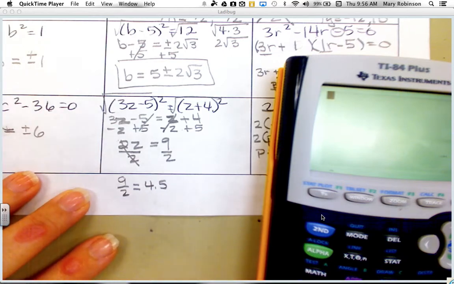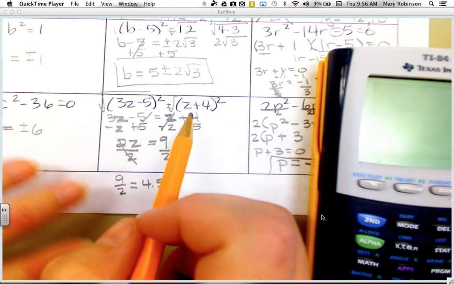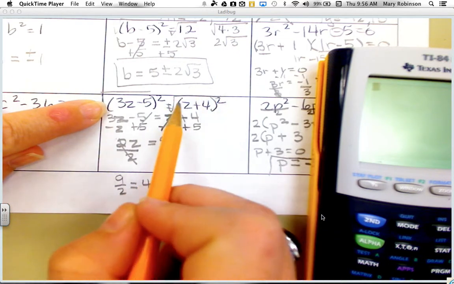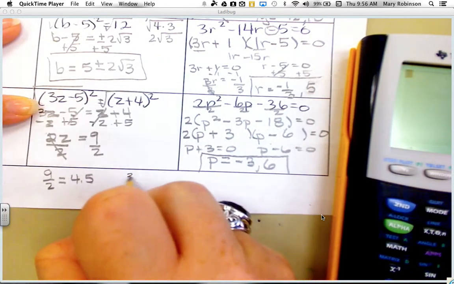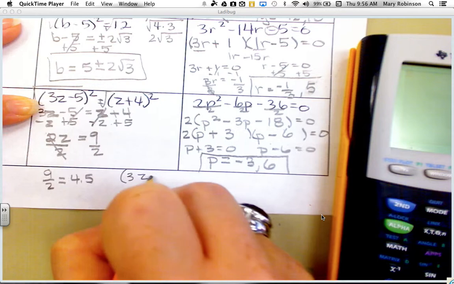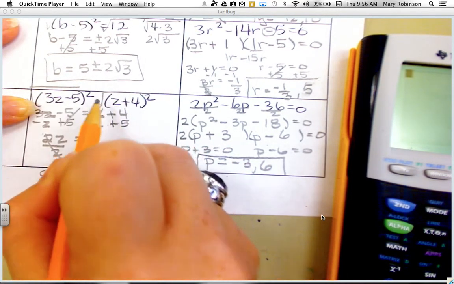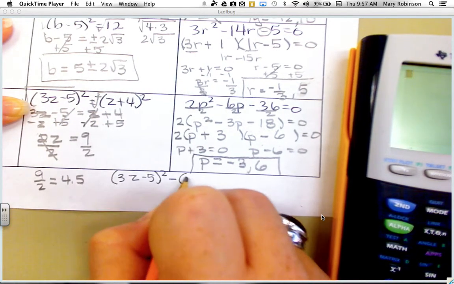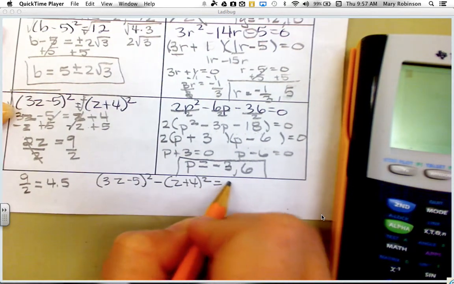So let's talk about setting this equal to 0. In order to set this equation equal to 0 from the start, I can take this whole term and move it to the opposite side. When I do that, I have the quantity 3z minus 5 squared. If I take this whole term, it's a positive term right now. If I take it over, I have to subtract it. And now it would be equal to 0.